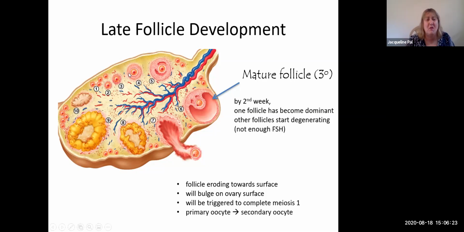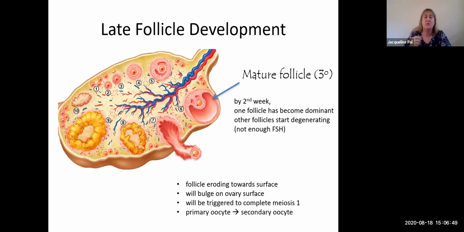Yes, it was a primary oocyte way back here when it's a primordial follicle. And even though the follicle has evolved from primary to secondary to tertiary, the oocyte has stayed primary oocyte, primary oocyte, primary oocyte, and only the one mature follicle that wins the race is going to get the signal to complete meiosis 1. Hallelujah, and enter meiosis 2.